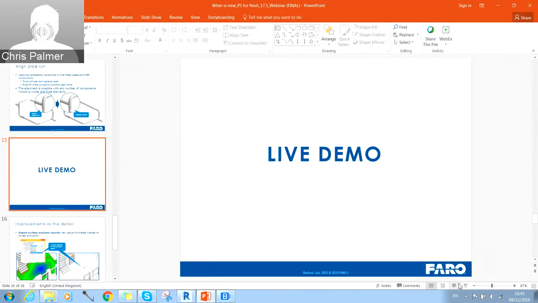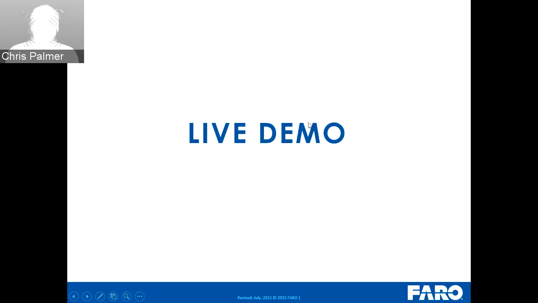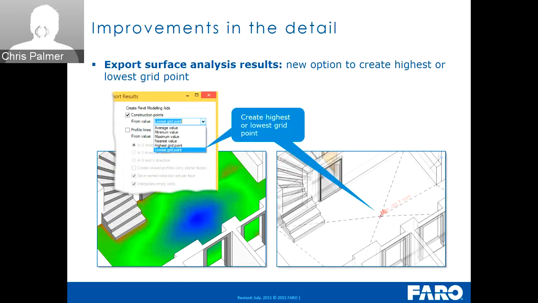So just to jump back into the PowerPoint now, one other very small improvement that we've got in the software, with our heat map tool, there is now lowest grid point selection for the construction point values. So when we're creating our heat maps, we've got an additional small selection that we can use to generate that map and give us a very low point for floor flatness and things like that. That's a very small improvement in the detail.